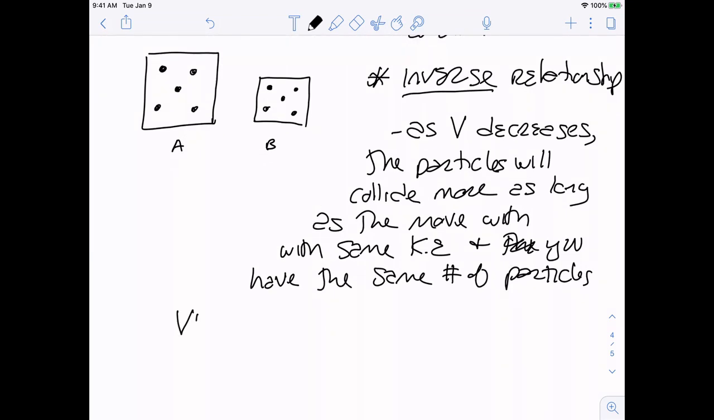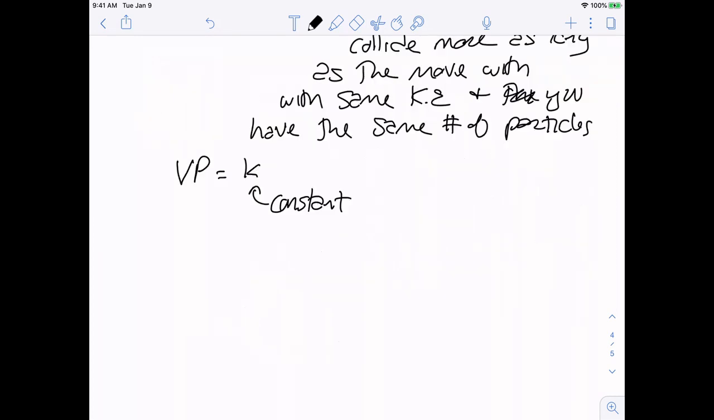Mathematically, the way we could write it, I could do volume times pressure is equal to K. K is just a constant. It doesn't really matter what it is. It only matters that it's not changing. So if I want V times P to always equal the same number, if one gets bigger, mathematically, the other is going to need to get smaller. So the next one we're going to talk about is Charles' law.